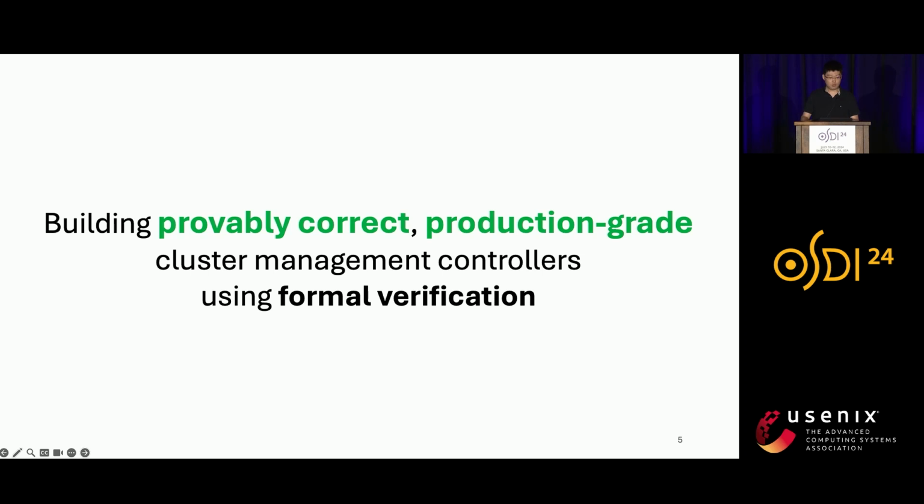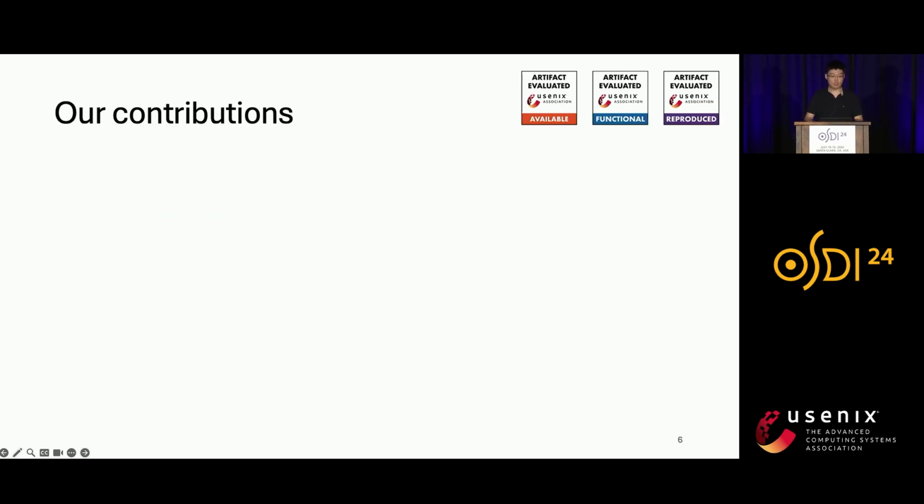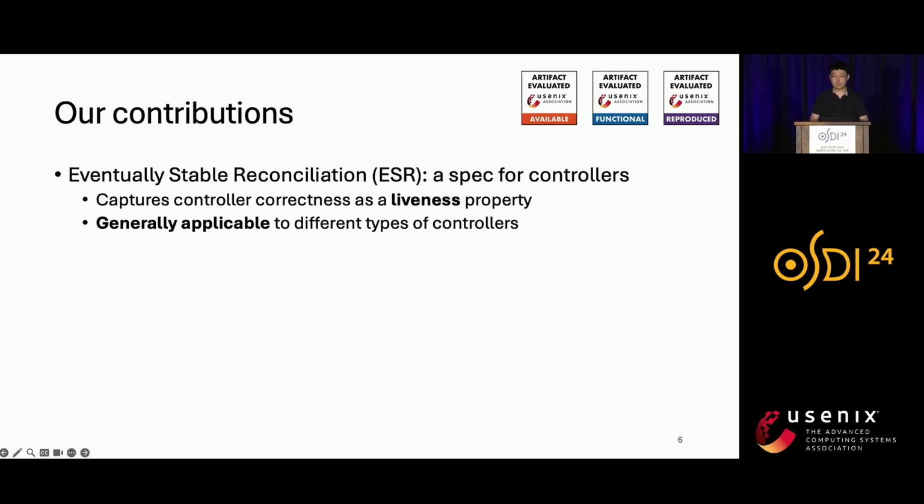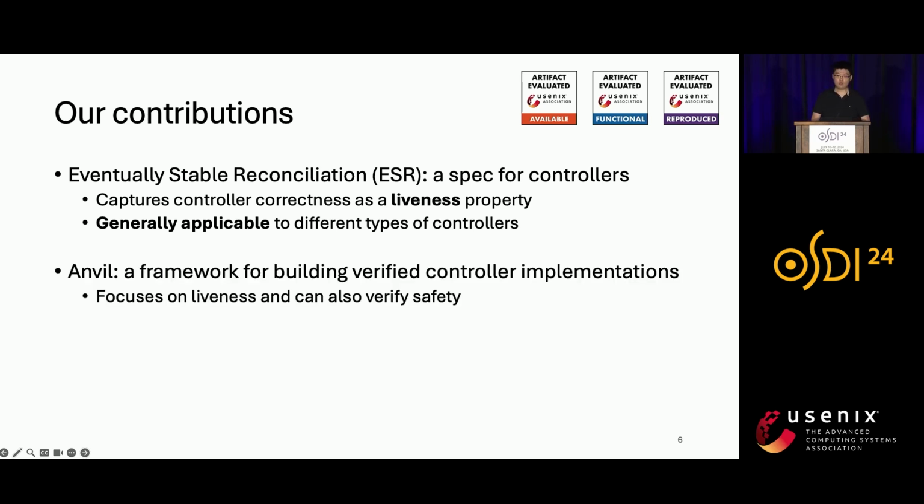So we started to rethink how to achieve controller correctness. In this paper, our goal is to build provably correct production-grade cluster management controllers using formal verification. Towards this goal, we make the following contributions. First, we present eventually stable reconciliation, or ESR, a formal spec for controller correctness. ESR captures controller correctness as a liveness property, and is generally applicable to different types of controllers. And to help developers verify their controller implementations that satisfy ESR, we present Anvil, a framework for building formally verified controller implementations. Anvil focuses on verifying liveness properties, but can also be used to verify safety properties.